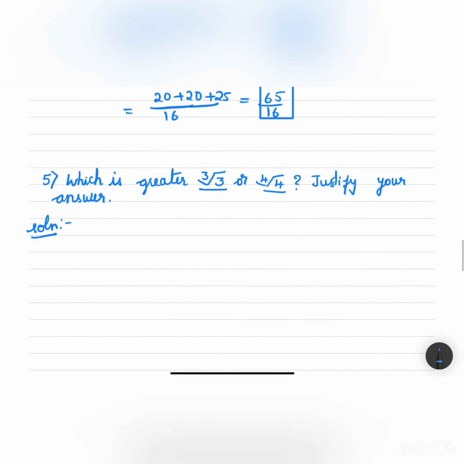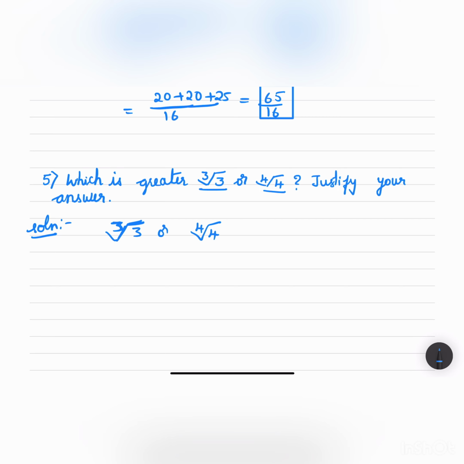Next numerical: which is greater, cube root of 3 or 4th root of 4? This is the easiest one. This is the cube root and this is the 4th root. We cannot find the greatest number if we have roots like this. So what we have to do is equate the roots.